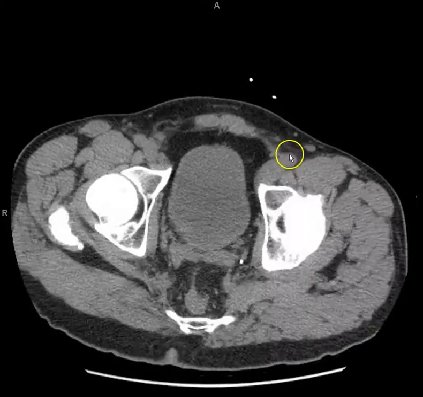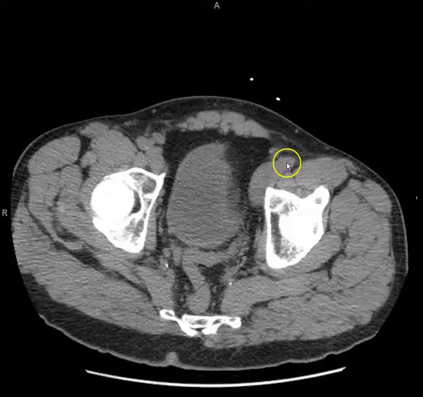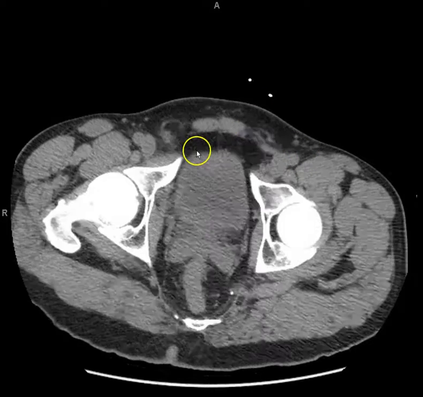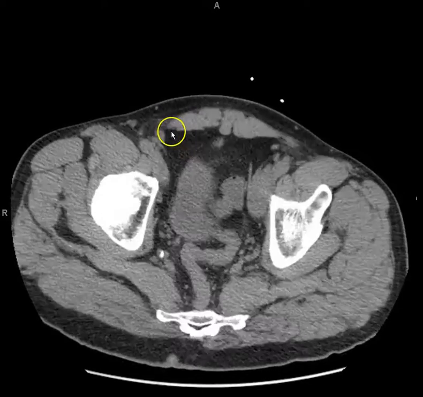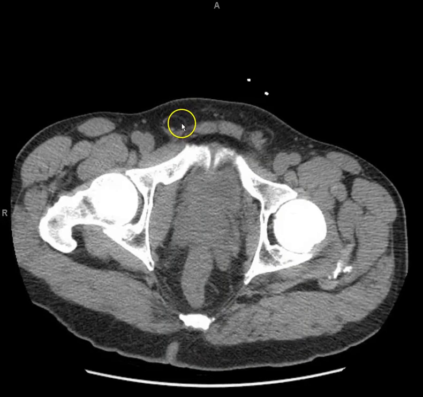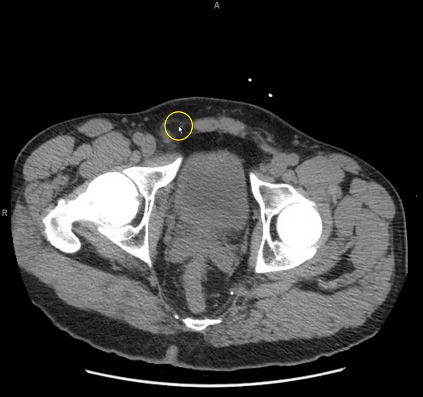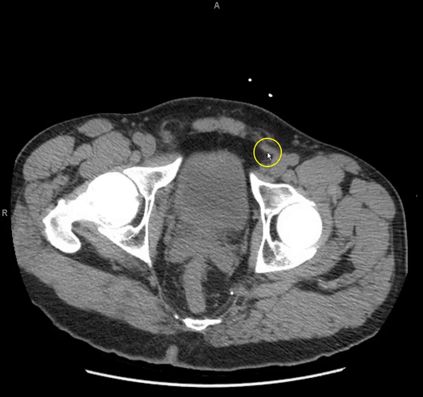Okay? So now, here, you get to the groin, you see fat bulging through like this, and that's an early, small inguinal hernia forming, or a cord lipoma. It's hard to tell.